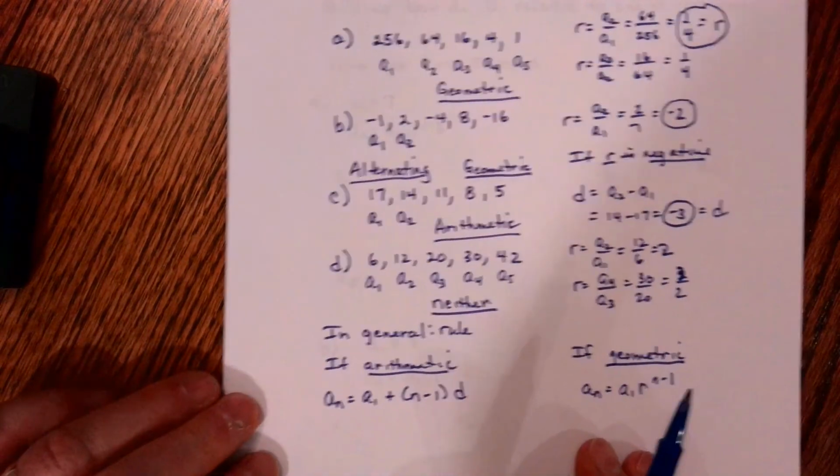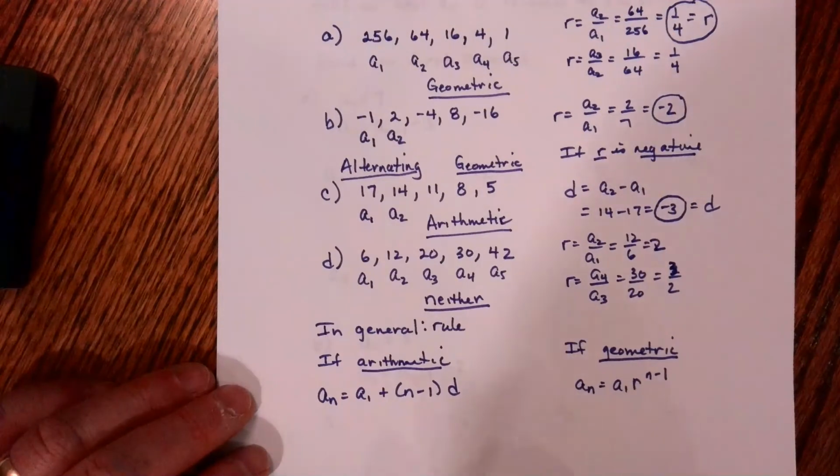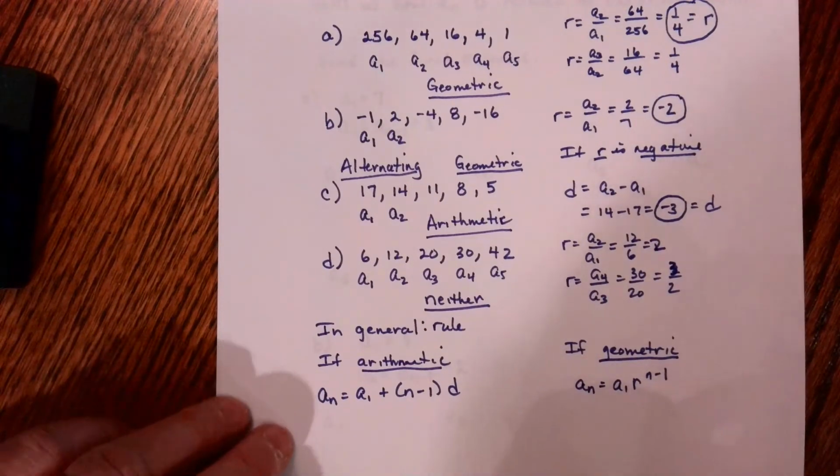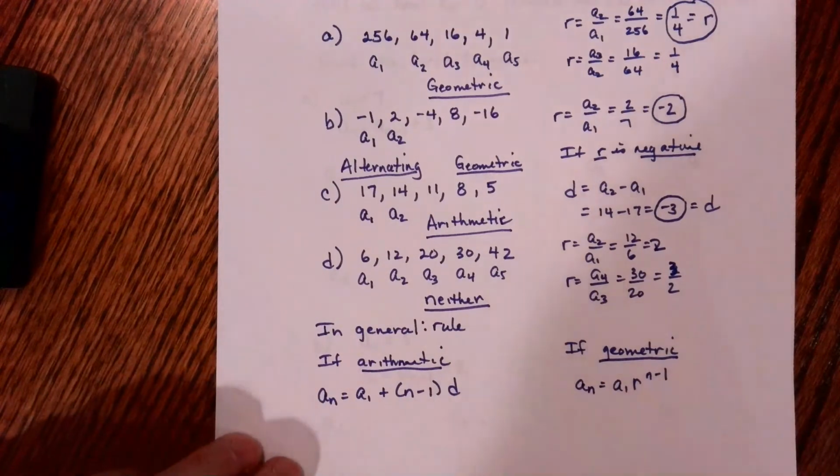If we are able to determine that something is arithmetic or geometric, then we have a general rule that we'll be using in our next lesson. In an arithmetic sequence, we can calculate any term in that sequence if we know the first term, what term we're looking for, and our common difference. Likewise, in a geometric sequence, if we know it's geometric, we can calculate any term if we know the first term, the common ratio, and what term we're looking for. Again, we'll be discussing this more in the lessons to come.